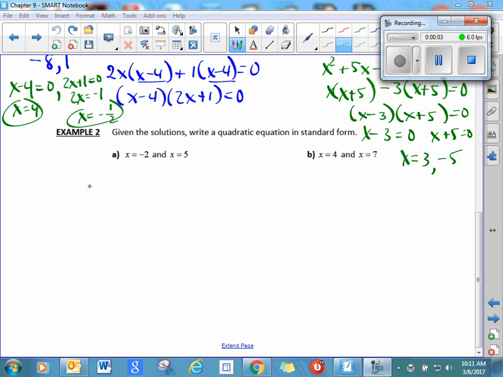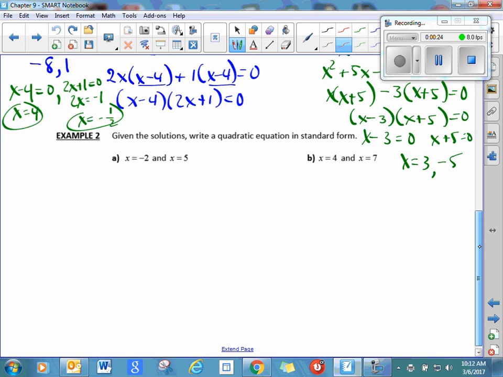Hi guys, we're picking up again on page 21. We are in 9A, talking about solving quadratics by factoring. So we did these examples up there. I'm going to work example 2A, and I think I'll put 2B on the video chat. But basically, they are asking us to go backwards.